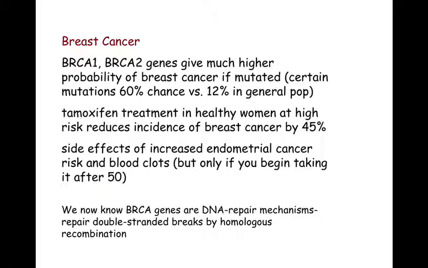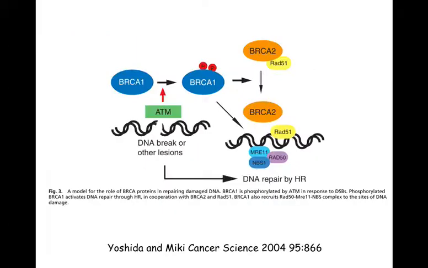So the genes were identified before we knew what their function was. The function of the BRCA genes has only come out in the last couple of years. We know that they are DNA repair mechanisms. They repair double-stranded breaks by homologous recombination. And here is ATM that we talked about earlier in this podcast that detects double-stranded breaks and activates the BRCA genes to repair these breaks. Not too hard to imagine that if you can't repair those breaks and instead you send cells into the S phase with double-stranded breaks, you're going to get mutations.